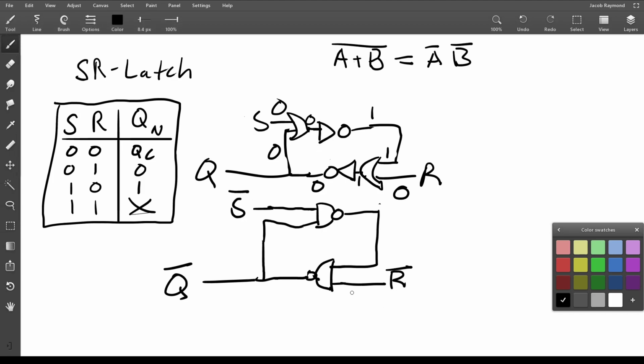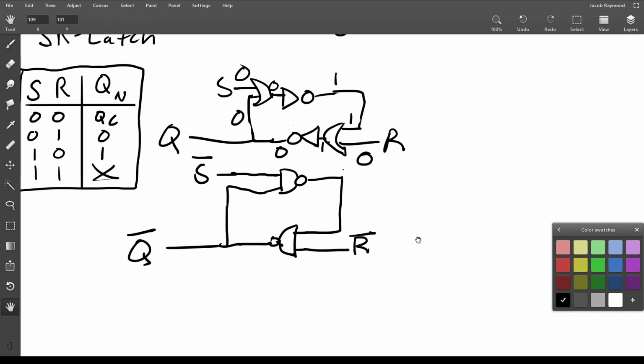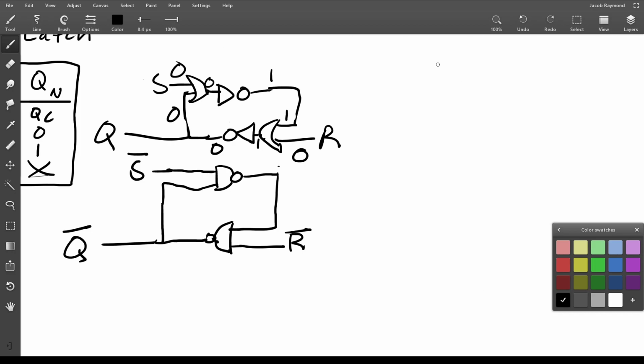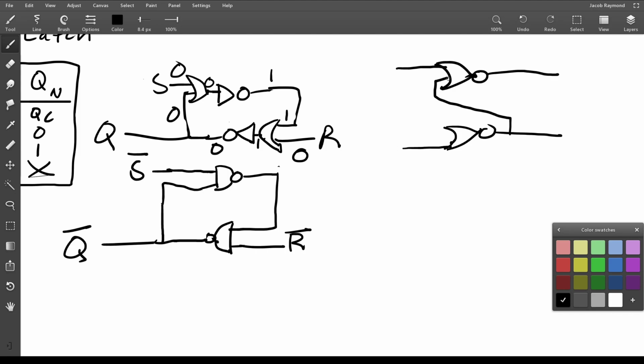And then here, this is the latch that you're essentially used to seeing. Again, it's a little bit of a different form, but let me go ahead and redraw them. So what you're probably used to seeing, at least with the NOR gates, is two NOR gates side by side. We'll have our two inputs coming here. We'll have our two outputs here. And then they're crossing like this.